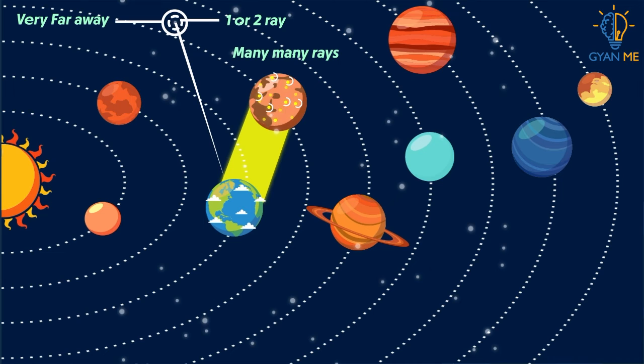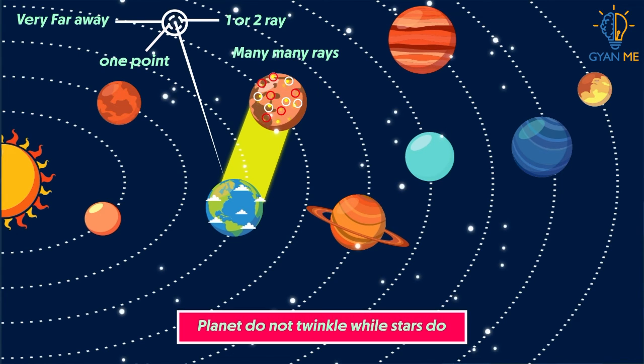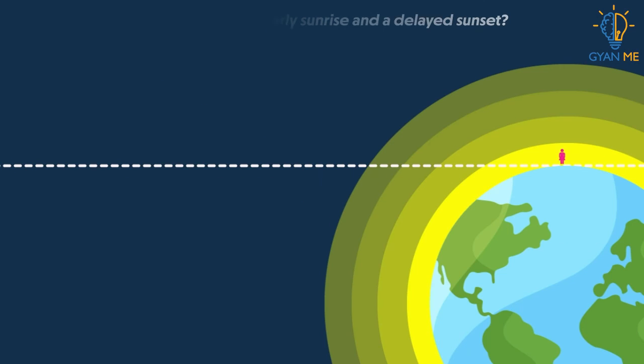The dimming effect of some of the points of the light coming from the planet is nullified by the brightening effect of the light coming from other points. Well, this does not happen in stars as they are just at one point. So this is why we see that planets do not twinkle while stars do. Now let's answer the next question. Why do we see an early sunrise and a delayed sunset?